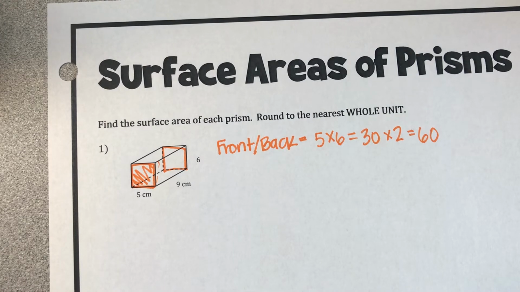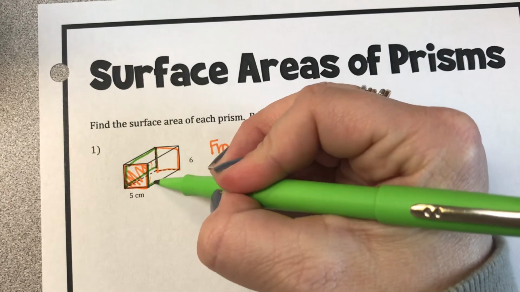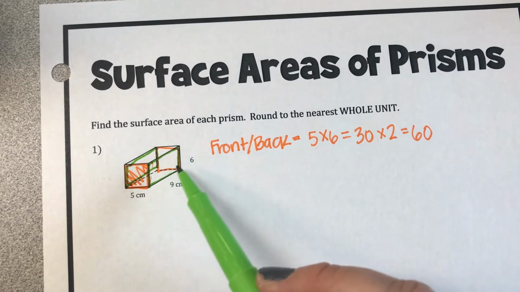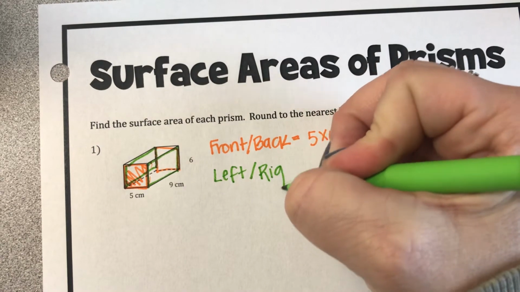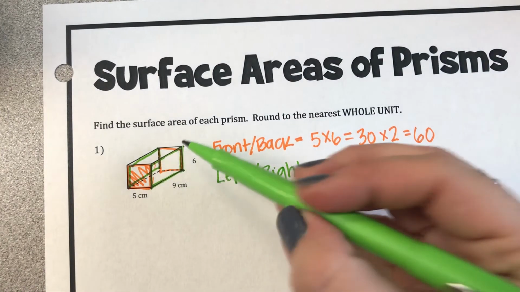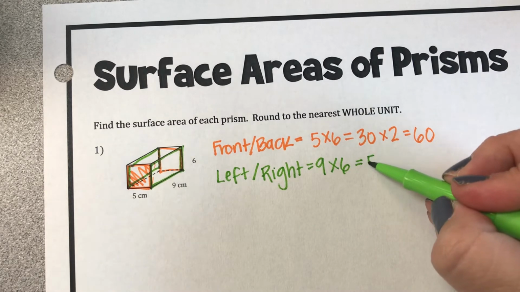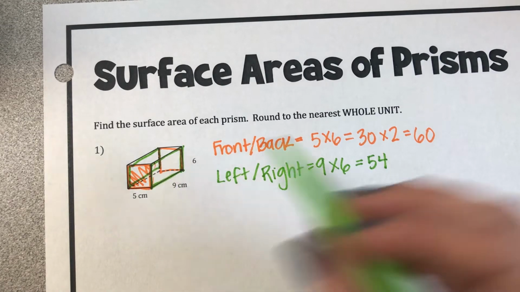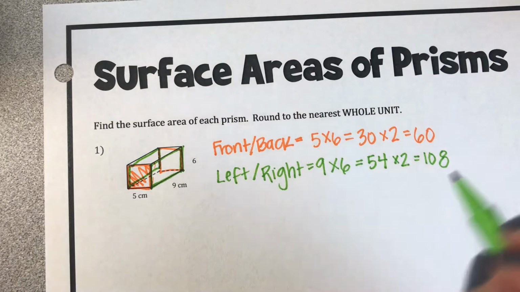Okay, then I'm going to do the left, which is that side over there, and the right-hand side. So this side and this side right here. So I have the left and the right. So look at the dimensions. It's 9 across and it's 6 tall. 9 times 6 is 54. So this side is 54, the right side and the left. So 54 times 2 is 108.